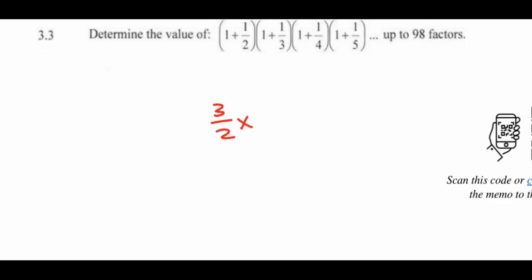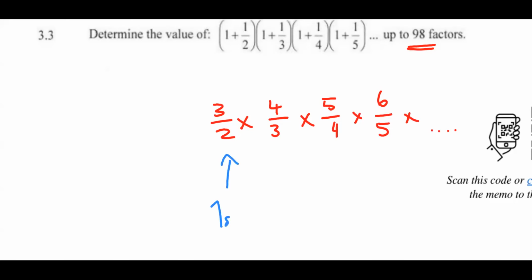And what is 1 plus a third? That is 4 over 3. It's 4 thirds. And then what is 1 plus a quarter? That is 5 quarters. And 1 plus a fifth, that is 6 fifths. Okay. Now, if you continue like this, up to the 98th factor, what will be that 98th factor? So keep in mind, this is the first factor. You want, what is the 98th factor going to be?